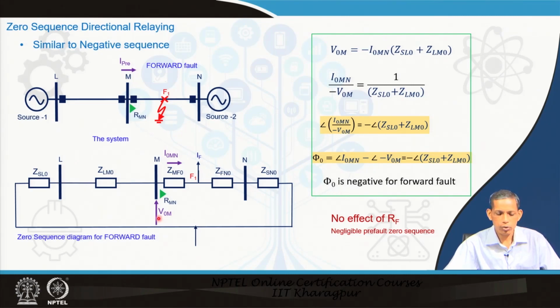So, here also we see from the diagram that it is independent of RF, no effect of RF, and in most of the transmission systems we also see that during normal operations the I 0 component is negligible. So, this is also we say that pre-fault current has no effect on the zero sequence approach also.